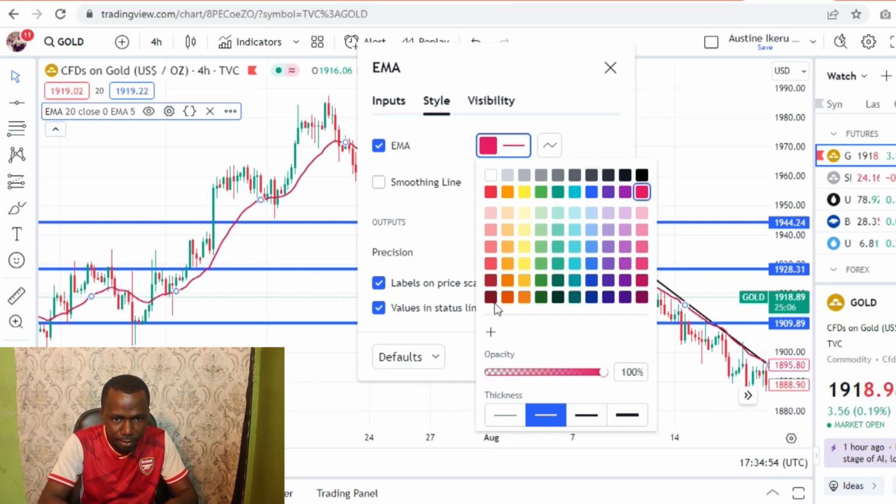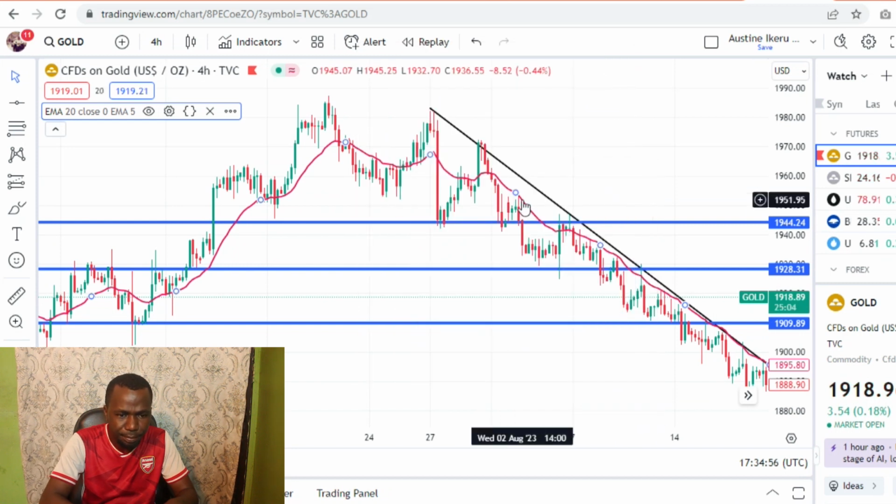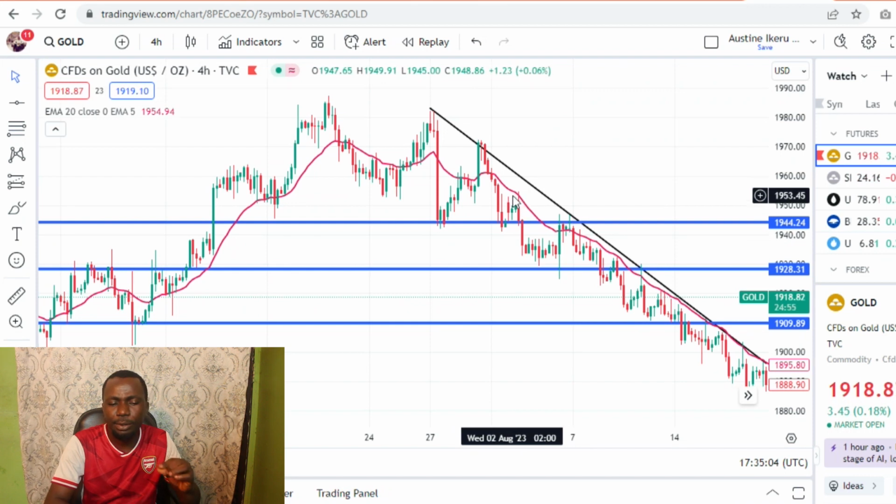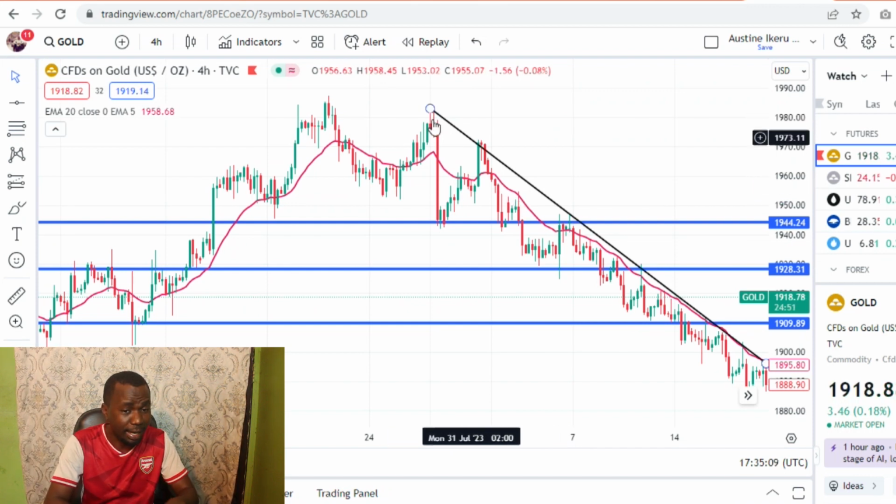All right, now this purple color, is it red? I don't know. This red color is your 20 EMA. It also acts as an area of value. You can use it alongside the trend line.